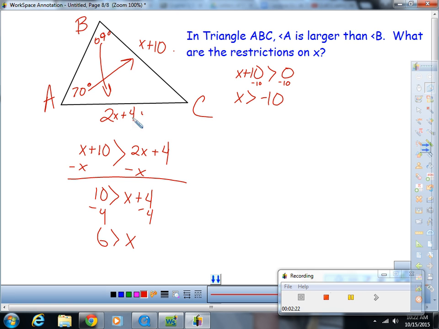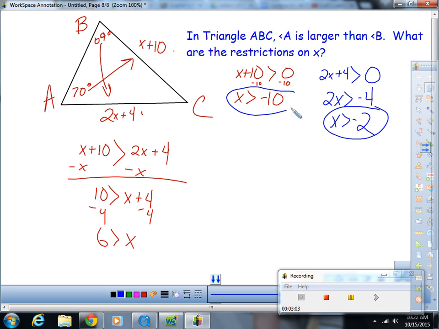So I better look at another restriction on x, and that is that 2x plus 4 also has to be a positive number, and that means 2x has to be bigger than negative 4, and x has to be bigger than negative 2. So now I've got this, I've got that, and I've got that. And you could think of it like on a number line. You got a 0, you got a 10, you got a negative 10.